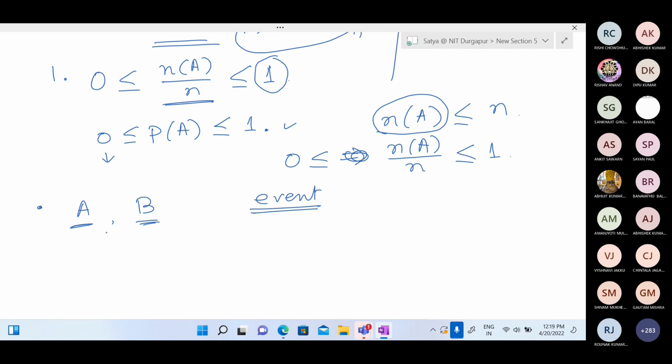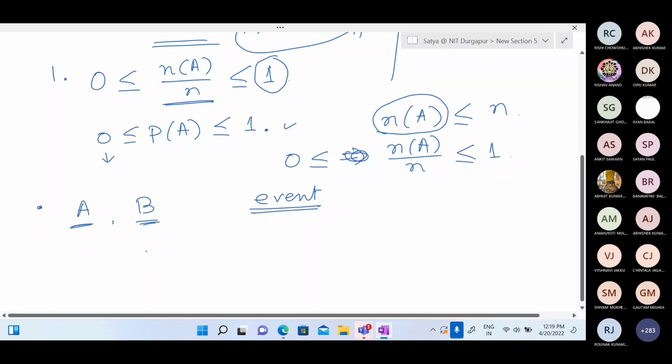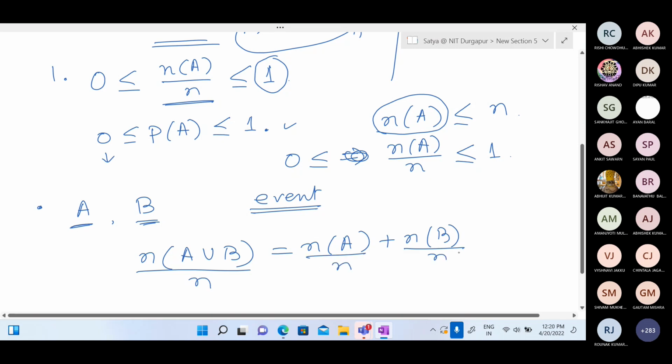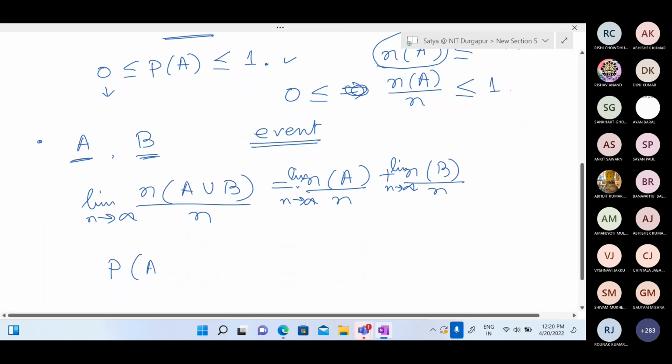Mathematically, if A and B are mutually exclusive, then n of A union B, that means together it is happening, is basically n of A plus n of B. If we divide both sides by n, a positive integer, the number of happenings, and take the limit as n tends to infinity, then according to the previous definition we get the probability of A union B equal to the probability of A plus the probability of B. Be clear here: this direct addition can be applied only if the events are mutually exclusive.